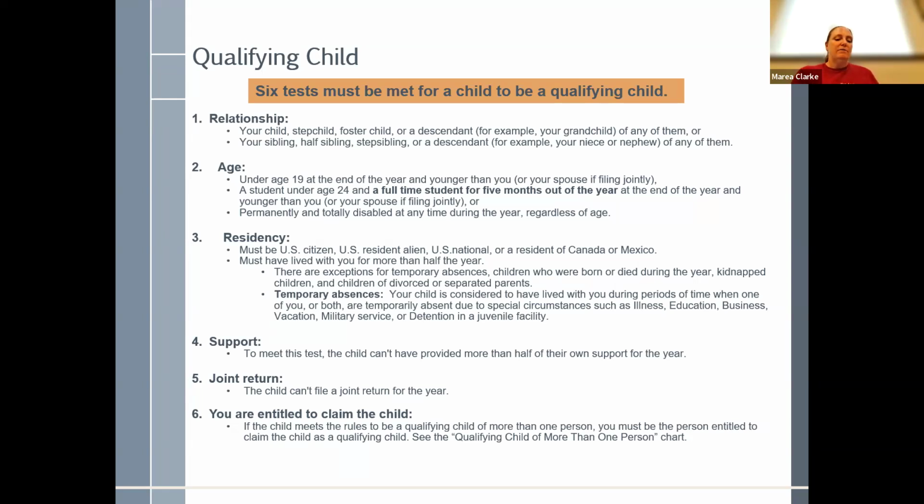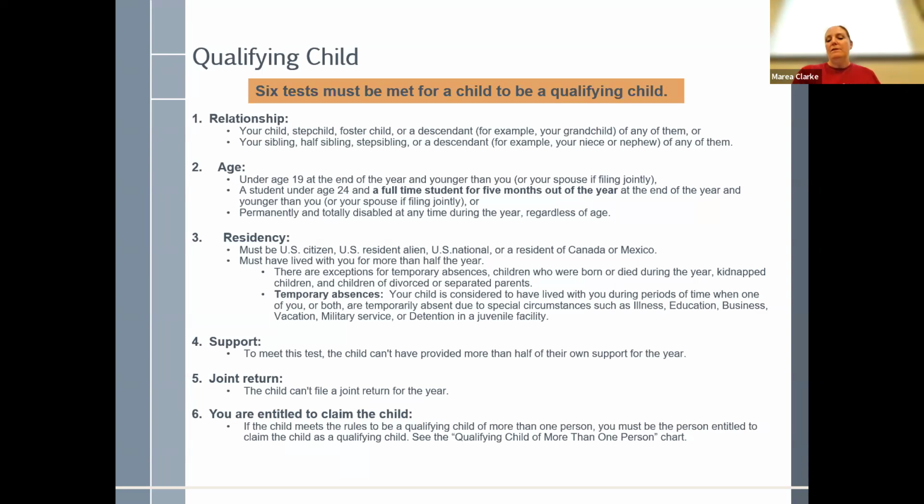They must be a resident of the US. They must be either a citizen, a resident alien, a national, or a resident of Canada or Mexico. They also must have lived with you for more than half of the year. There are exceptions for temporary absences or children that were born or died during the year or that were kidnapped or children of divorced or separated parents.